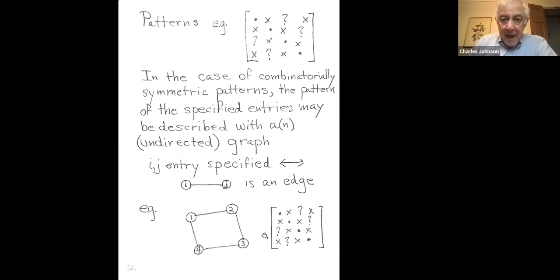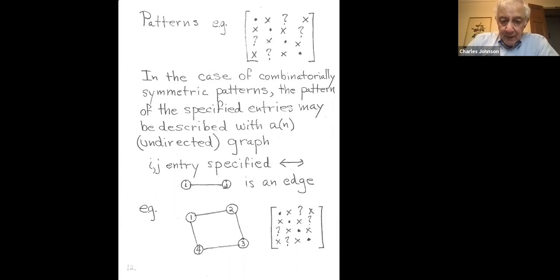So what's the pattern? The pattern is simply the arrangement of the specified and unspecified entries. So for example, the example we had before has this pattern where I've indicated dots for the diagonal entries, X's for the specified off-diagonal entries, and question marks for the remaining entries. Now, in the case of combinatorially symmetric patterns, I can describe the pattern of the specified entries with an undirected graph.